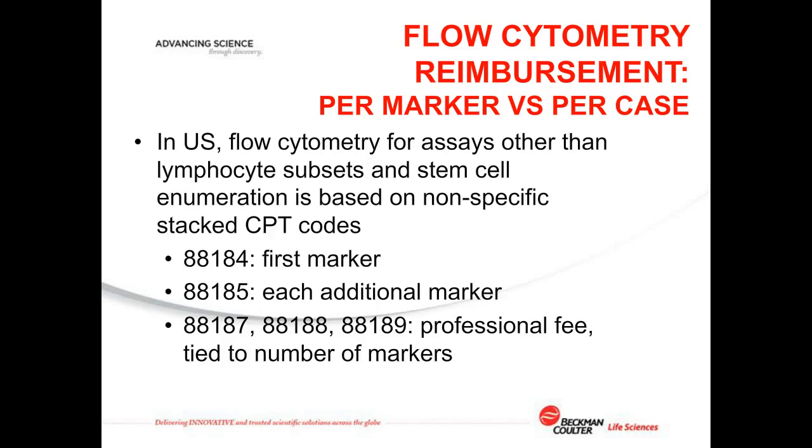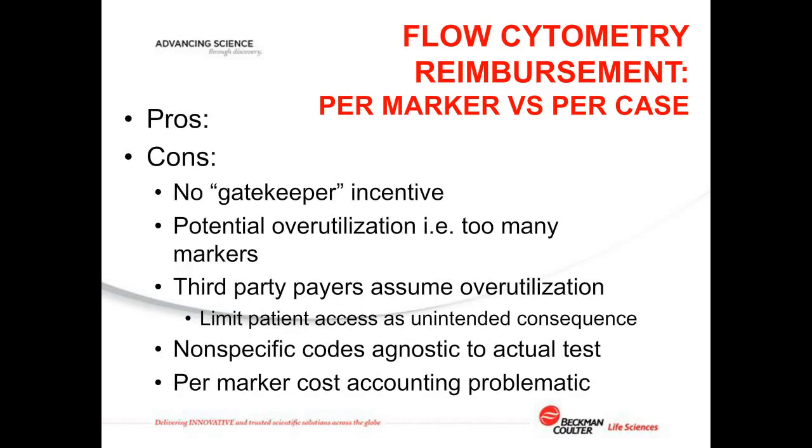And so for the first marker, let's say you're running, say, a 20-marker panel for leukemia and lymphoma, you would actually bill 88184 for the first marker, 88185 for each additional marker, and then depending on the number of markers you had run, you would bill one of the professional fees. So it's a fairly complicated system, and there are particular issues with it. There aren't actually a lot of pros to the system. There are a number of cons, however. Again, there's no gatekeeper incentive.